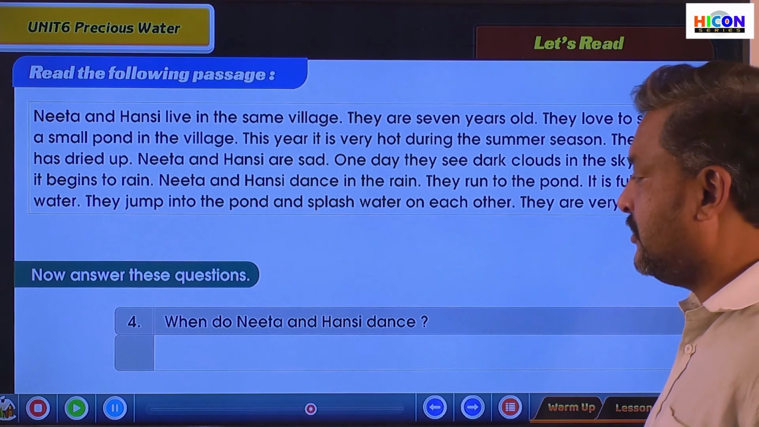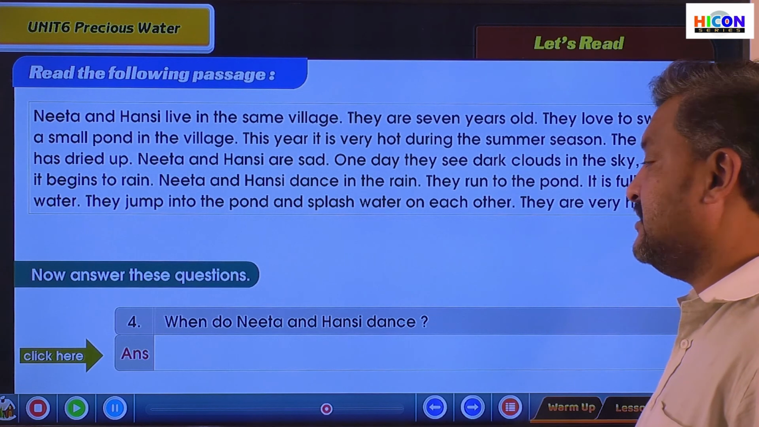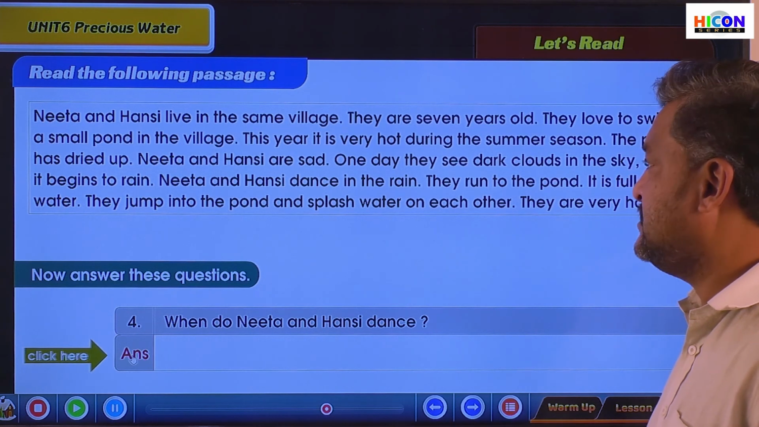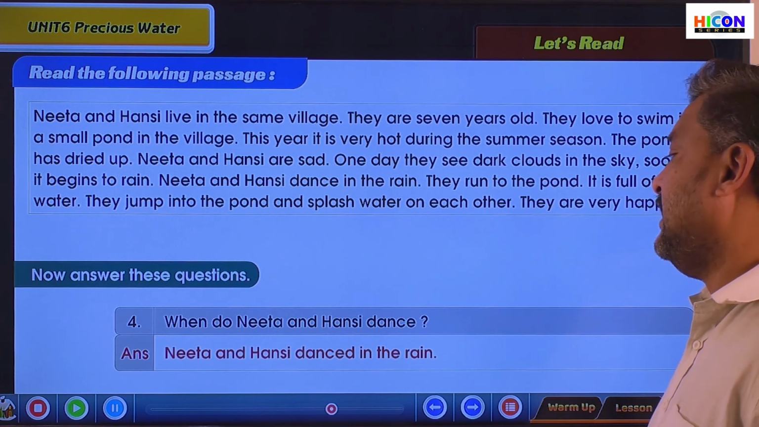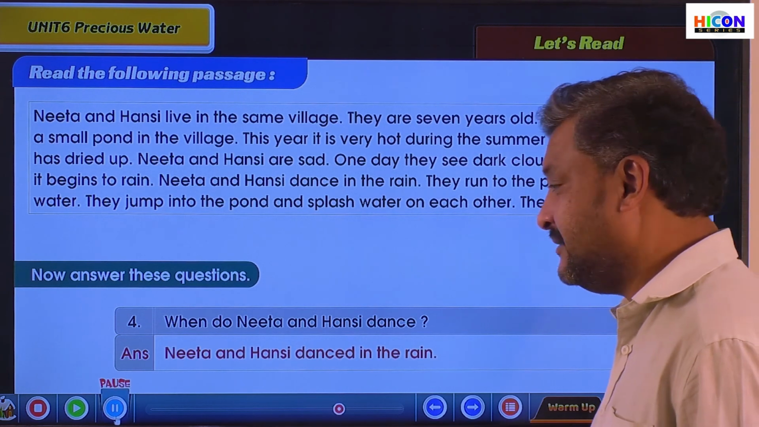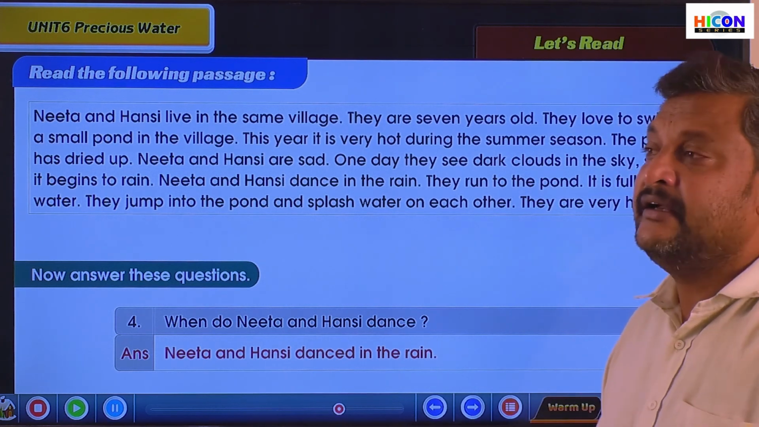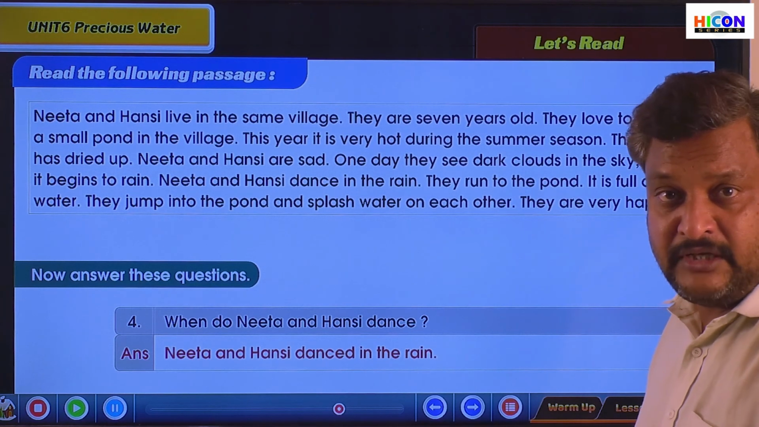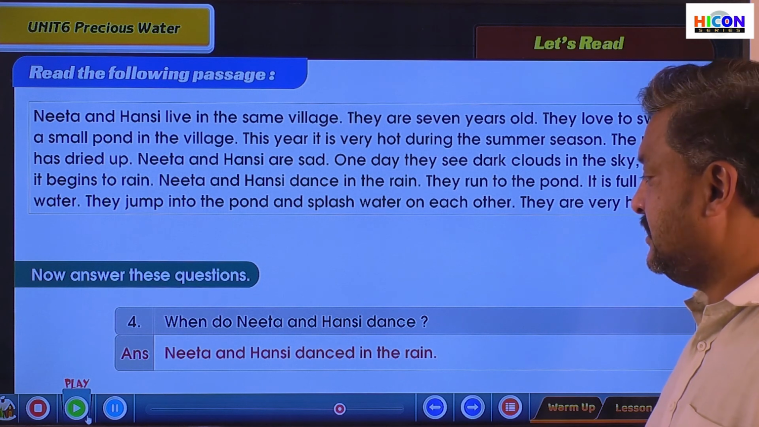Right? Okay. Now the fourth question. When do Nita and Hansi dance? So they were sad for a while and they started to dance all of a sudden. No? So what happened then? Nita and Hansi danced in the rain. Yes, they found the thick dark clouds in the sky. It started to rain. They became happy because the pond will have water back, isn't it? Yes. So then they danced in the rain.